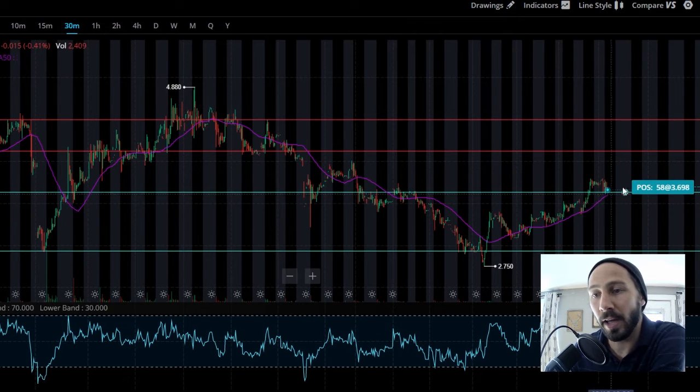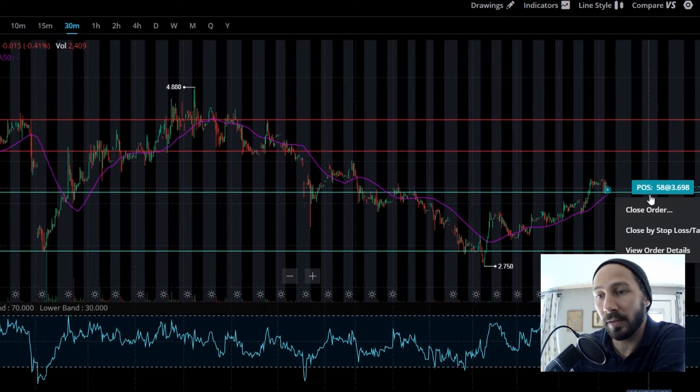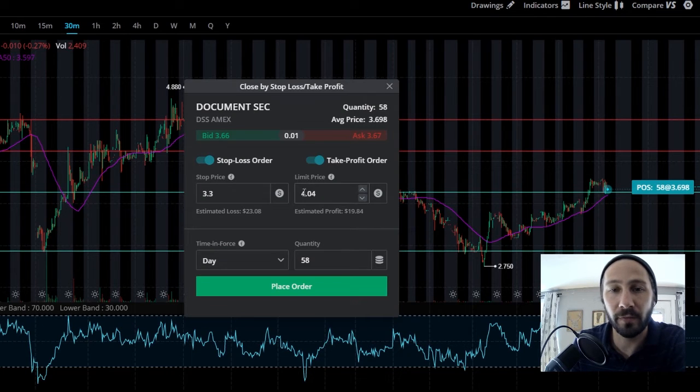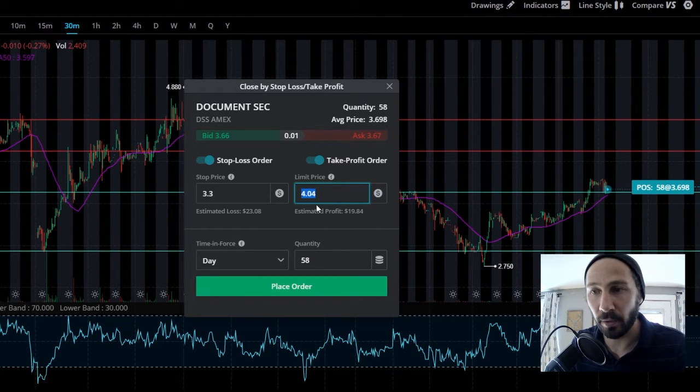After that, since I already have my order placed over here, what you would do is click on this and go to close by stop loss / take profit order. So go ahead and click on close by stop loss / take profit order. It's going to give you a few presets in here. You can use those or you can enter your own. What we're going to do is shoot for our line of resistance up there, which is at 413 roughly.